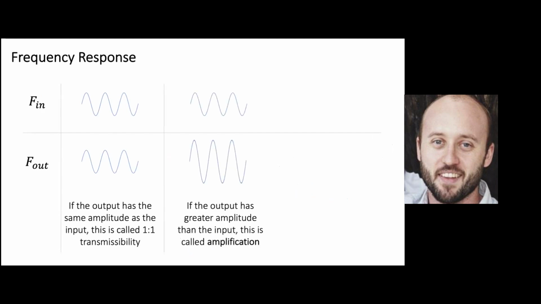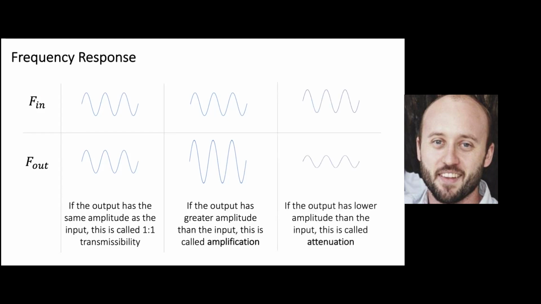If we were to put in an input force at a specific frequency and the output had greater amplitude, it would still have the same frequency, but greater amplitude. We call this amplification because the signal is being amplified by the system itself. And then if the output has lower amplitude, once again, it's going to have the same frequency, but lower amplitude, we call this attenuation.